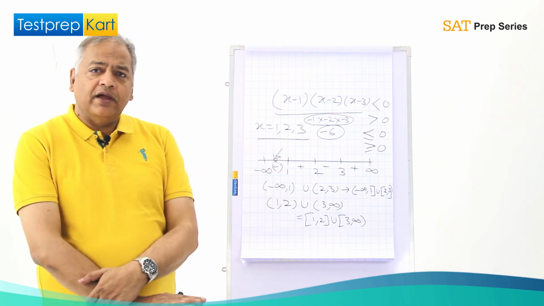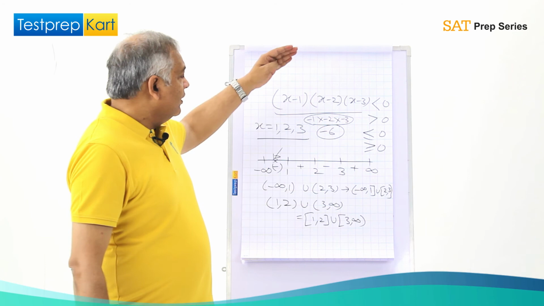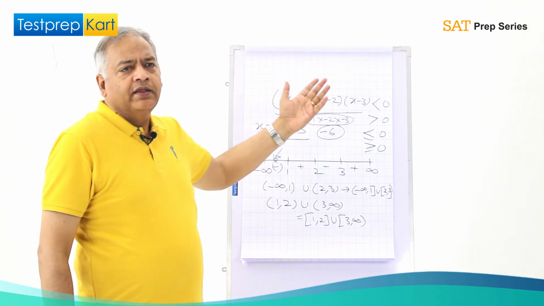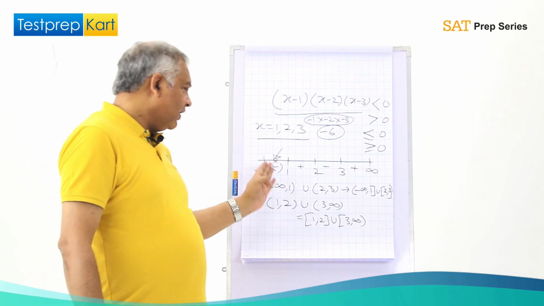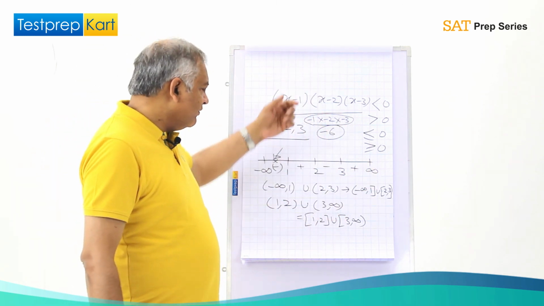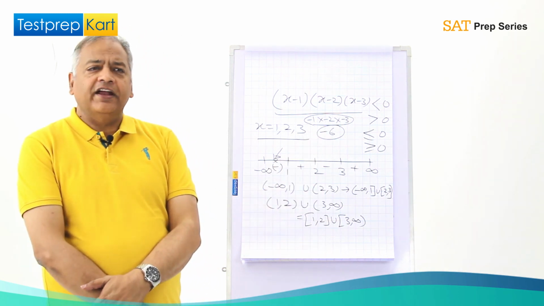So that's how an inequality is solved. However, if you have a non-linear factor, that is, something like (x minus 2) whole squared, then rather than taking alternate minus and plus, one has to take a value in each interval and then find whether the expression is negative or positive.